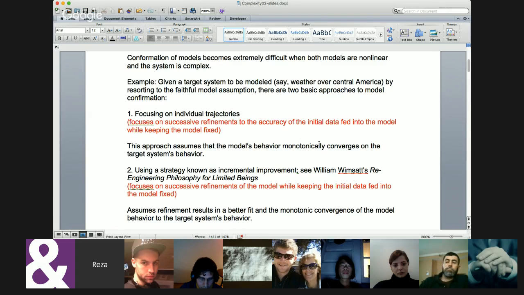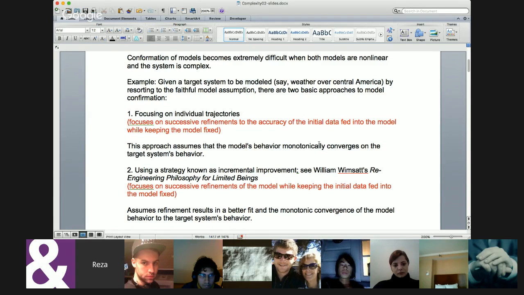The idea is to focus on successive refinements of the model while keeping the initial data fed into the model fixed. The intuition here is that if a model is faithful in responding to the behavior of the target system to a high degree, then refining the model will produce an even better fit with the target system's behavior, given good initial data. That's to say that if a model is faithful, successive model improvements, piecemeal approximation, will lead to its behavior monotonically converging to the target system's behavior.